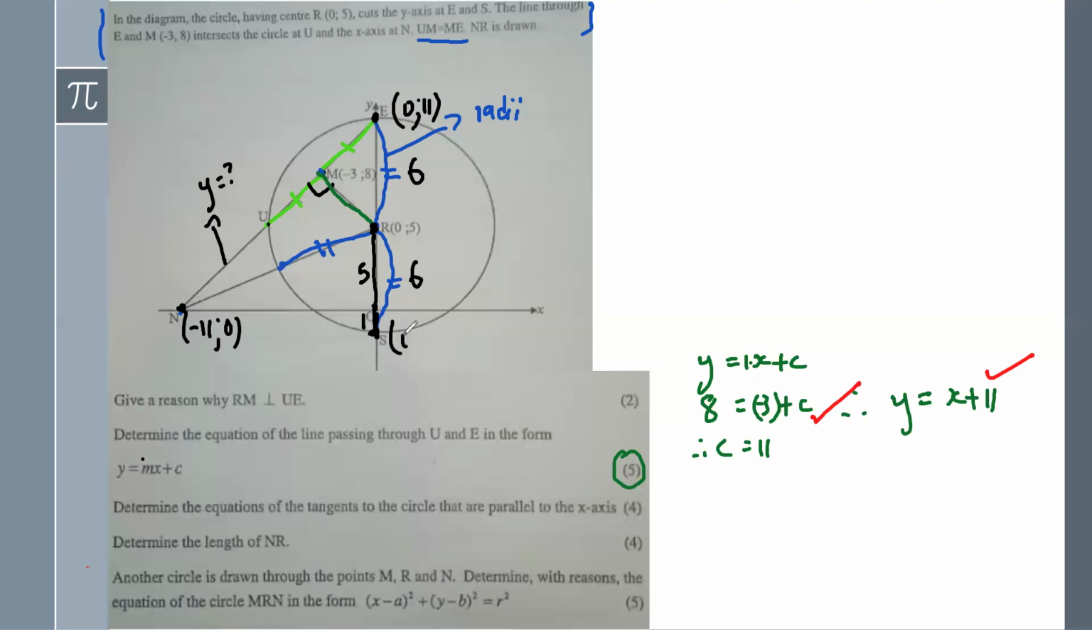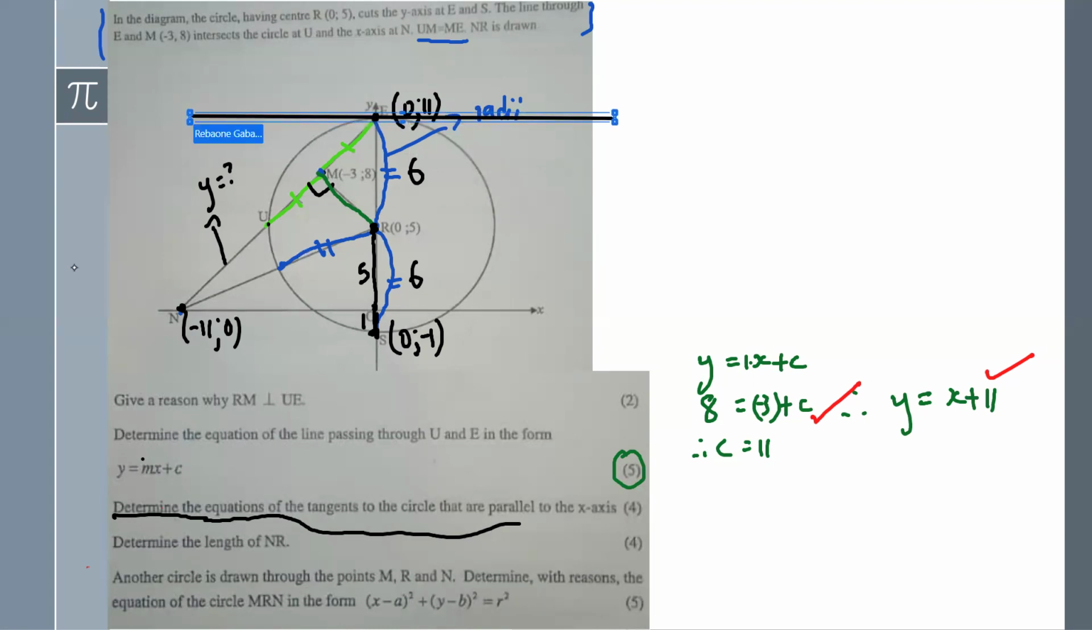And those coordinates are what? 0 and negative 1. Take note that the tangents that are parallel to the x-axis basically are two lines that will touch the circle exactly at one point, and these are actually horizontal lines. So take note, there's one, and I can even draw another one here at the bottom. There's another one there. So just like that, we are done.